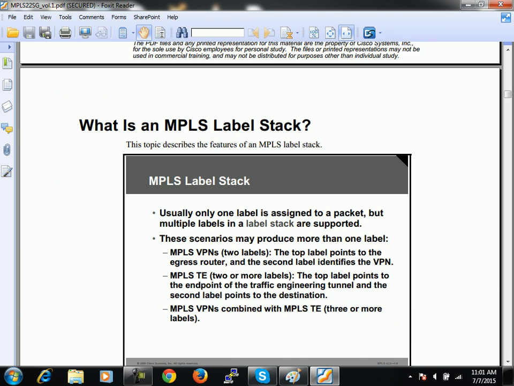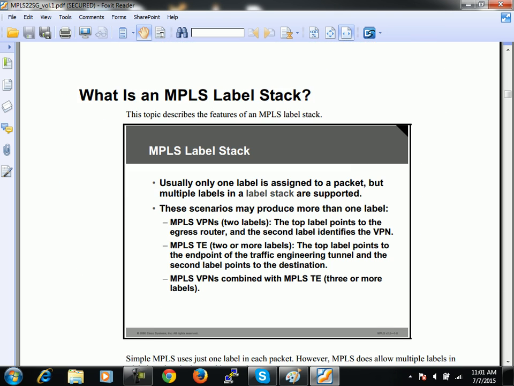Now what is an MPLS label stack? As I said, usually only one label is assigned to a packet, but multiple labels in a label stack are supported. If you have configured MPLS VPN, layer 3 VPN, then there will be at least 2 labels in your label stack. If you have configured MPLS traffic engineering, then again there will be at least 2 or more labels. And if you have configured a VPN with traffic engineering, at least 3 labels will be there, 3 or more.